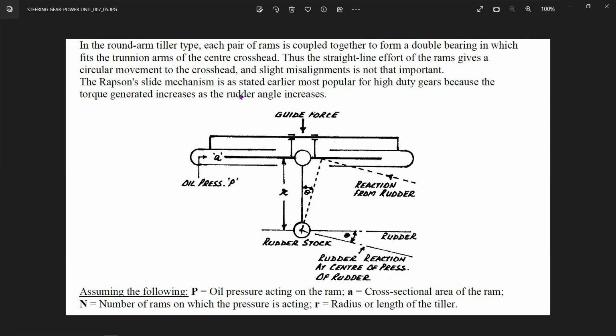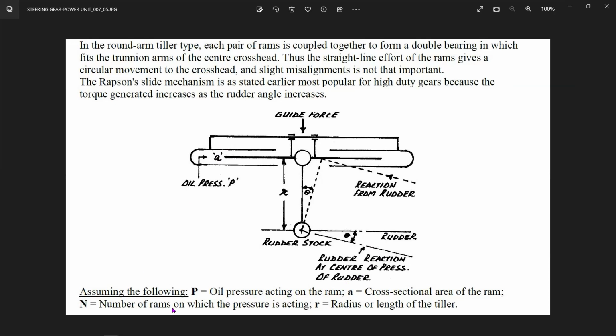The Rapson slide mechanism, as stated earlier, is the most popular for high duty steering gears, because the torque generated increases as the rudder angle increases. To understand this, you see this angle theta is the maximum angle of movement of the rudder, and the same angle can be shown here. The rudder angle by which the actuators move is the same angle as the rudder moves. P is the oil pressure acting on the ram, as you see here. A is the cross-sectional area of the ram.